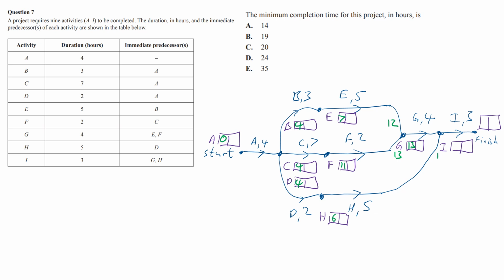6 plus 5 is 11, 13 plus 4 is 17. I choose the highest number, 17. 17 plus 3 is 20. So the answer is 20.